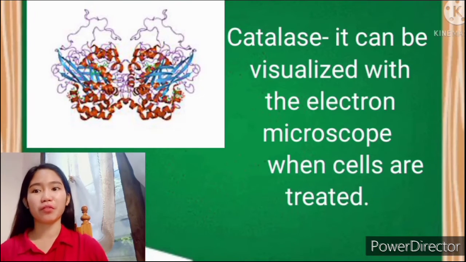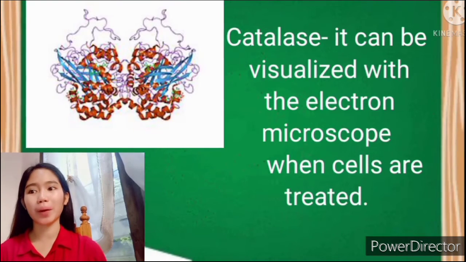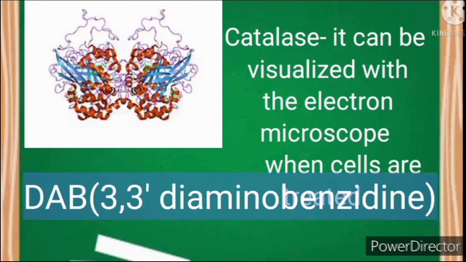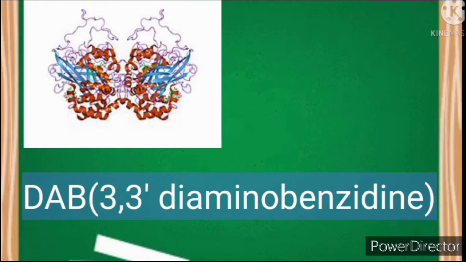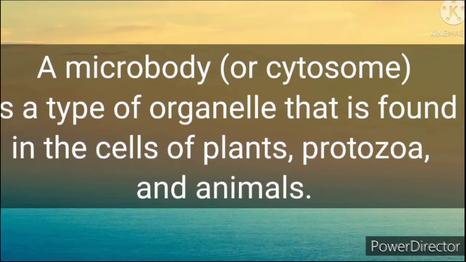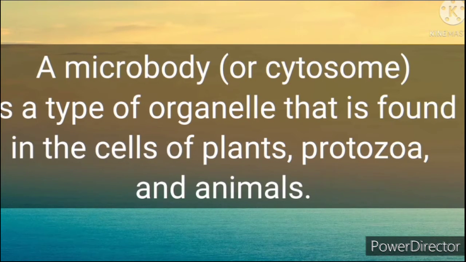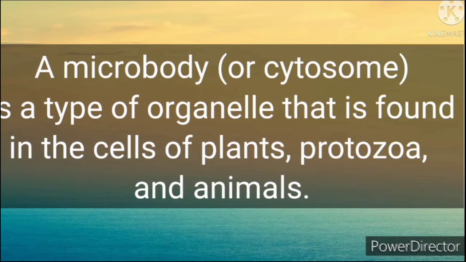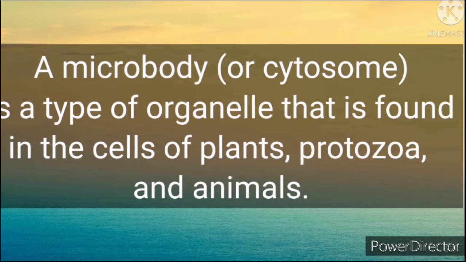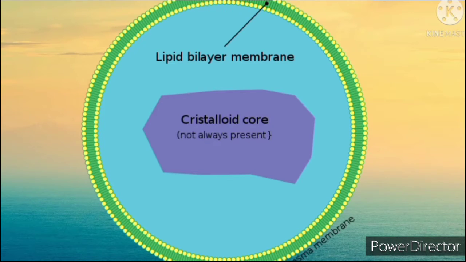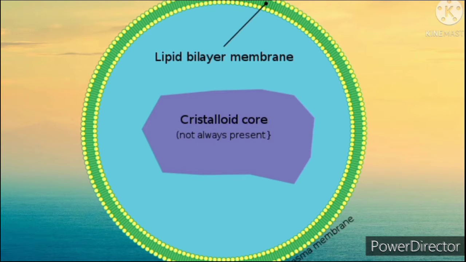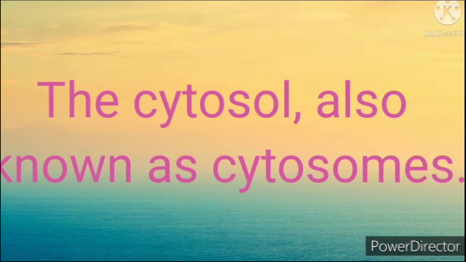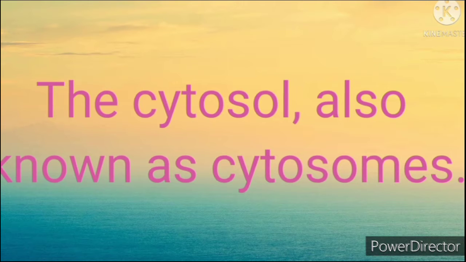It is visualized with the electron microscope when the cells are treated with the stain DAB, or 3,3-diaminobenzidine. A microbody or cytosome is a type of organelle that is found in the cells of plants, protozoa, and animals. This is an example of microbody structures. The cytosome is also known as microbody.